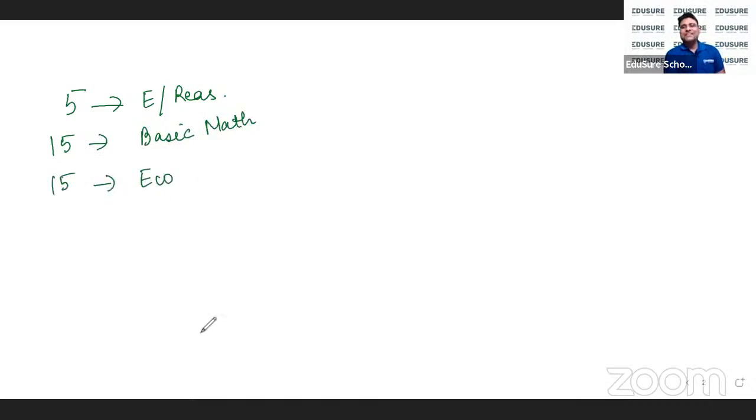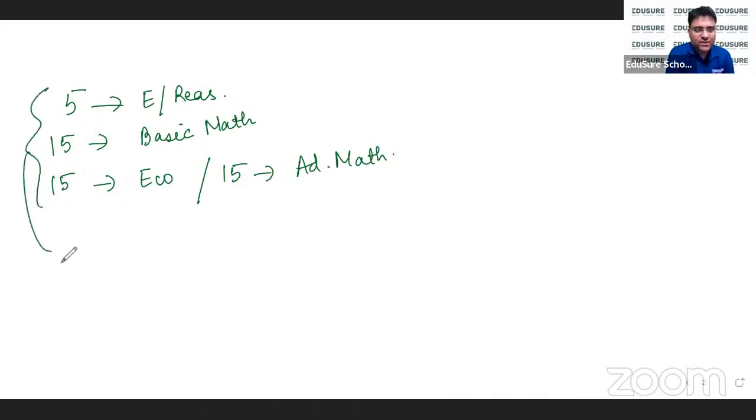So there is a choice for the students whether they do this 15 from eco section or they do 15 from advanced math section. So all the students of Edusure, I will recommend you, please advanced math में मत जाइए, eco के section को करिए. You have been preparing with us since a long time, so यही आपको target करना है. So ये 35 questions है, 35 questions for 90 minutes.